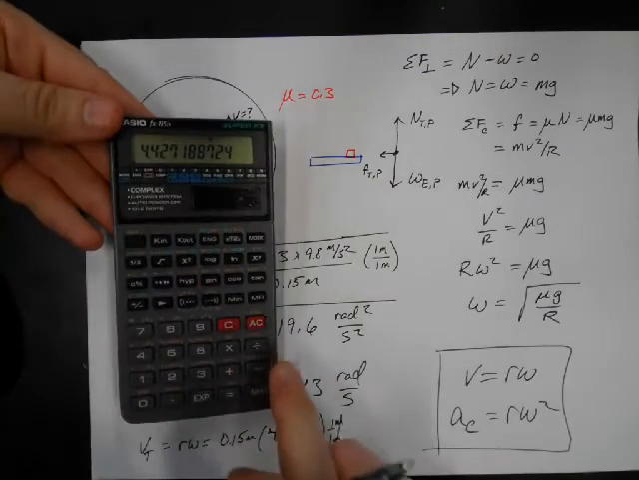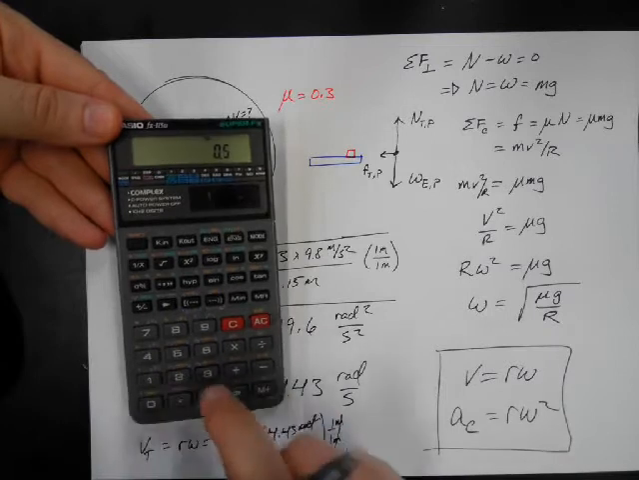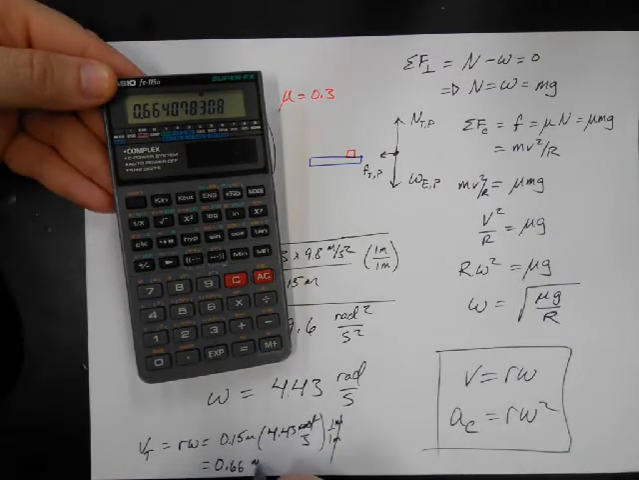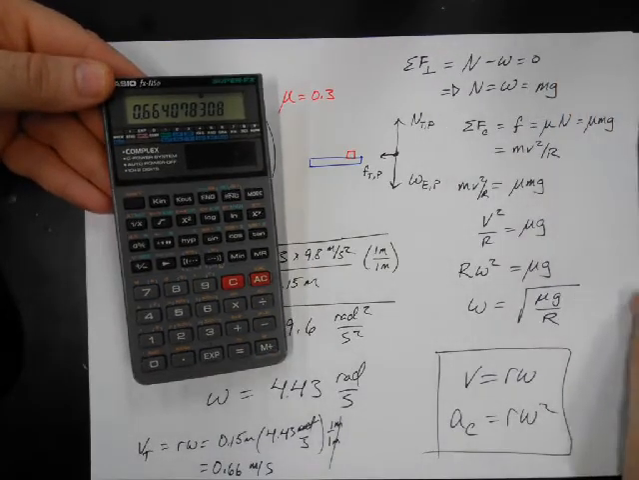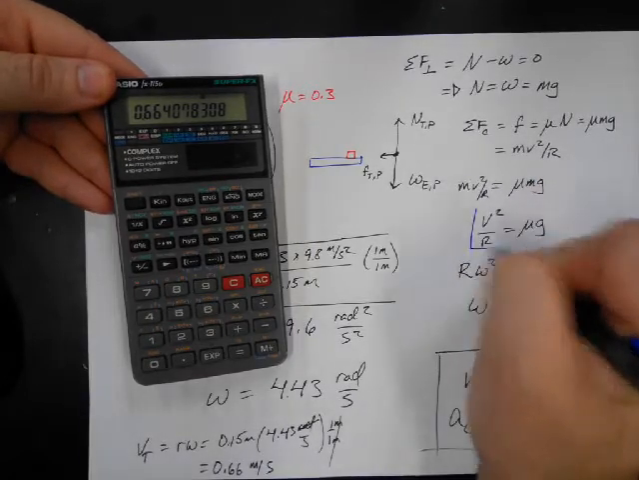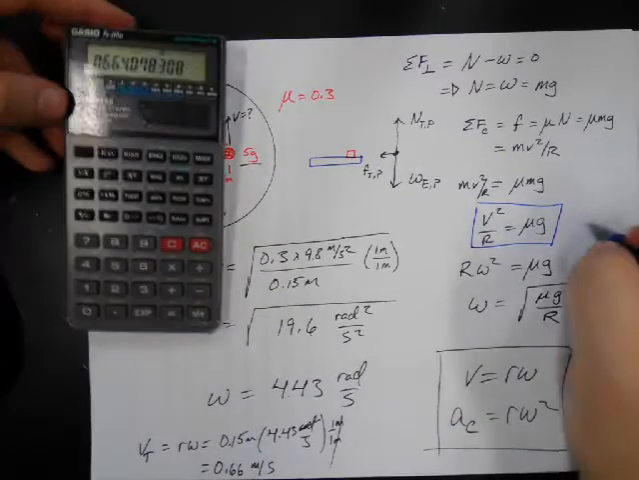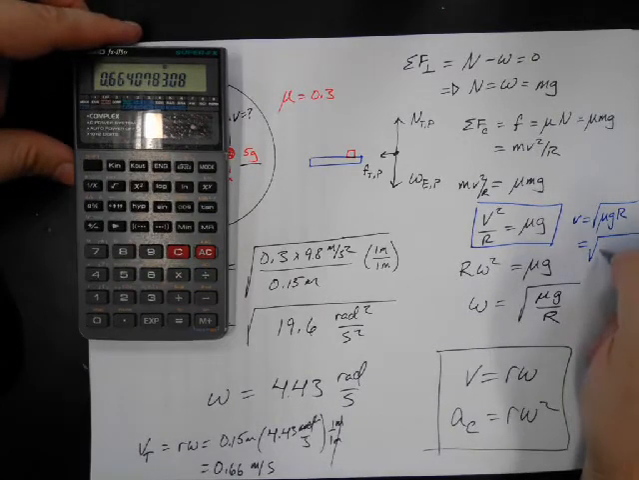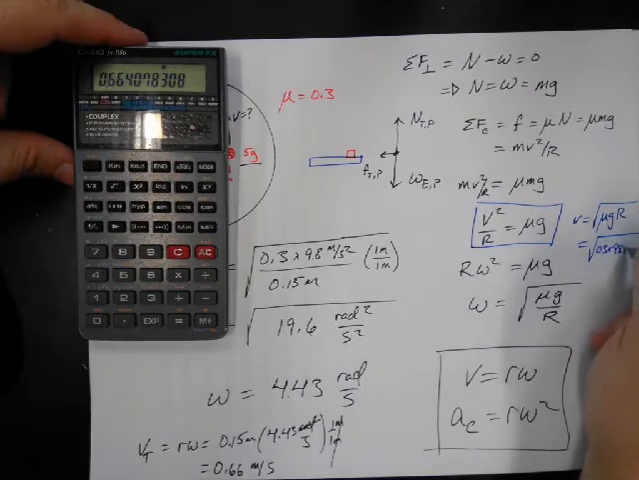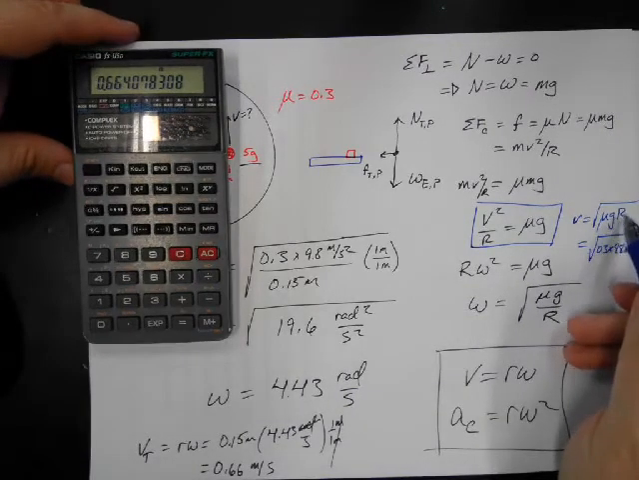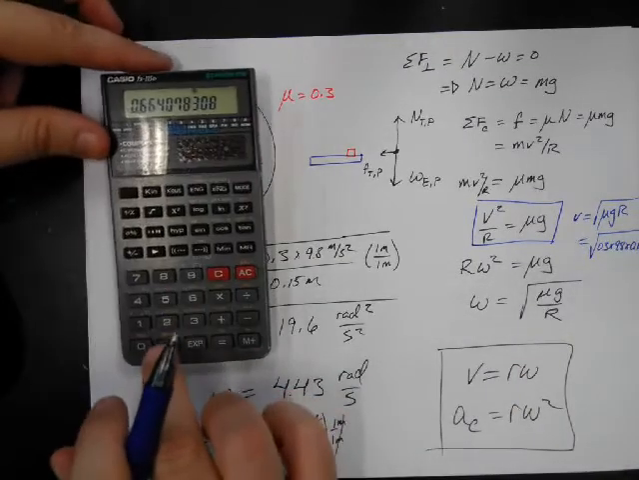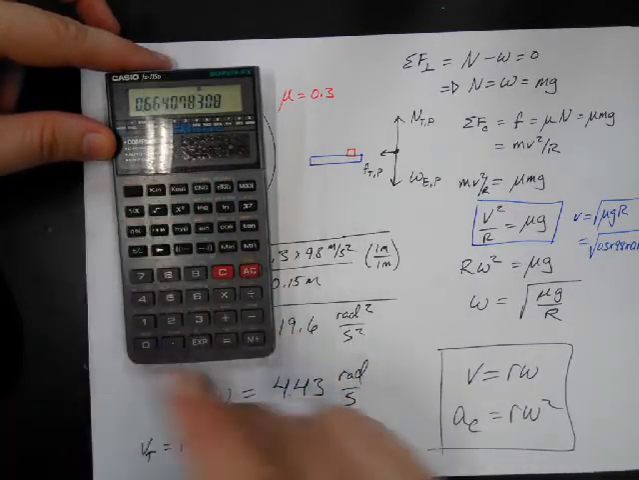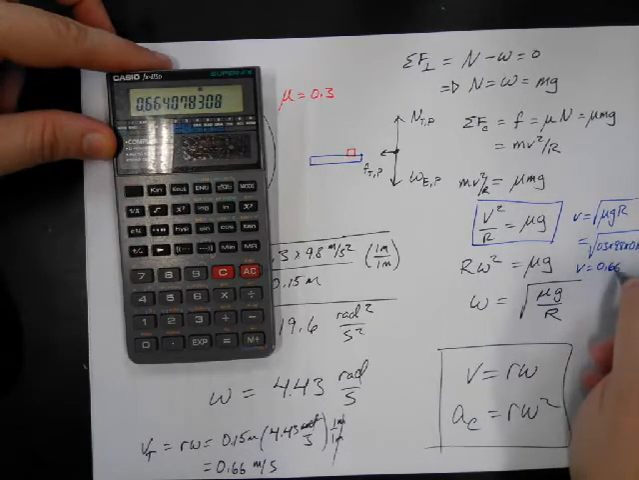4.43 times 0.15 is 0.66 meters per second. But we have another expression for v, and that's in here. So to make sure that it's right, v is the square root of μgr, which is 0.3 times 9.8 times 0.15, and we'll have meter squared per second squared, square root. So 0.3 times 9.8 times 0.15, square root, v is 0.66 meters per second.